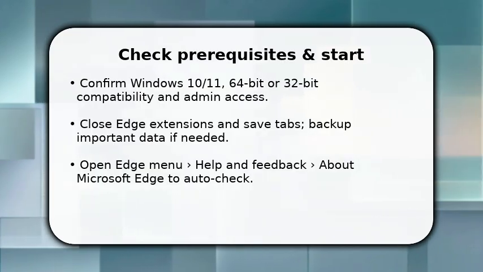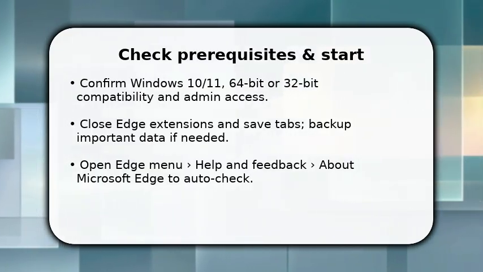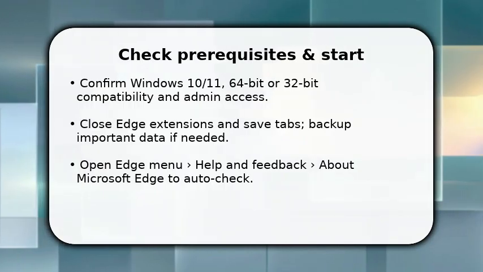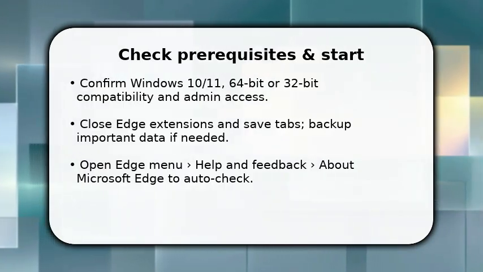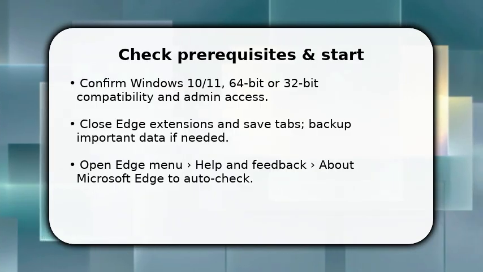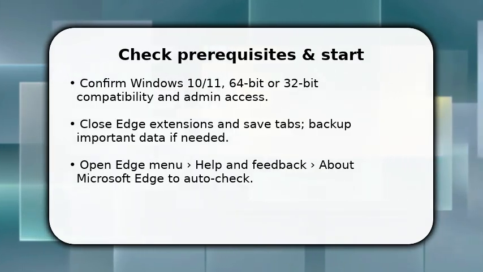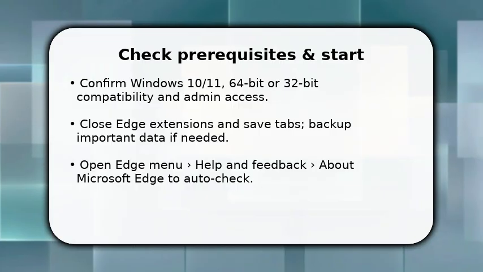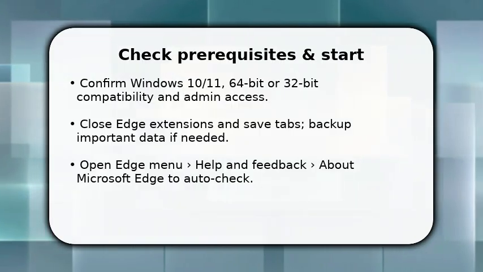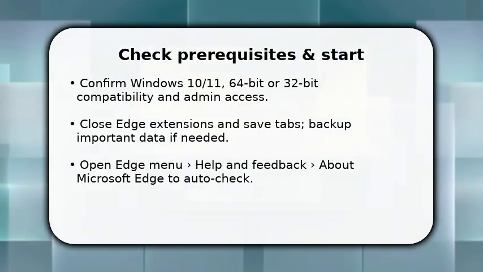Now open Edge, click the menu, then Help and Feedback, and choose About Microsoft Edge. This triggers the built-in update check. You're doing this because automatic updates are safer and preserve your settings, and starting here avoids partial installs. Make sure to note any version number shown before proceeding.